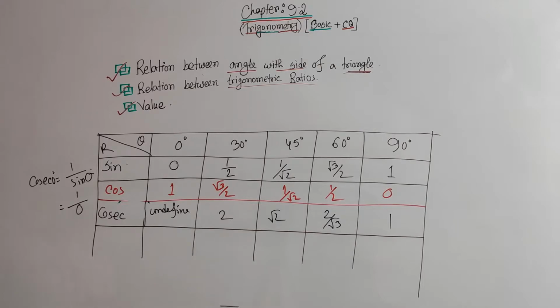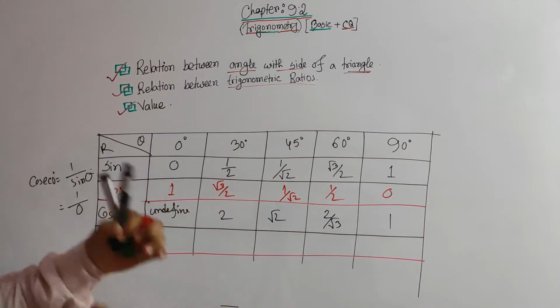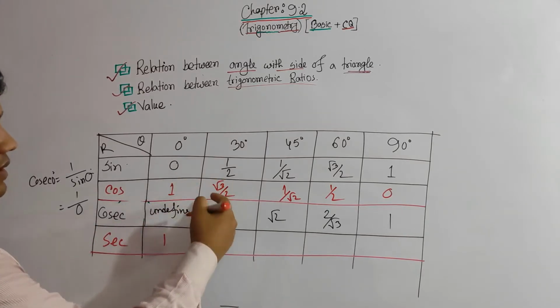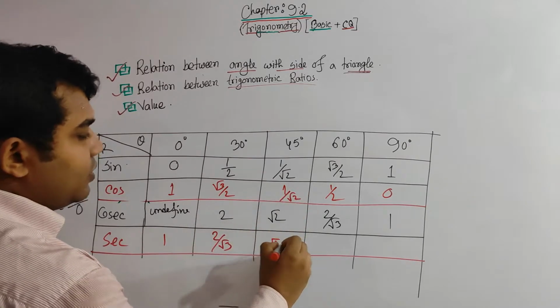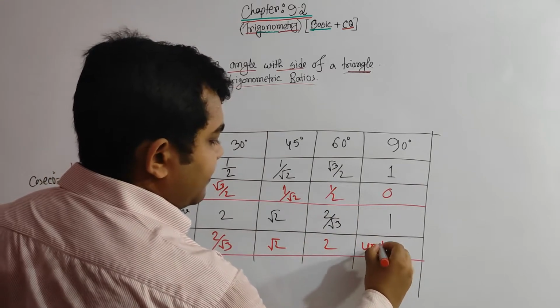Now we are going for the sec part. When we are thinking for sec, just reverse the cos values. 1 by 1 is 1. 1 by this, that means 2 by root over 3. 1 by this, that means root over 2. 1 by this, that means 2. 1 by this, that is undefined.